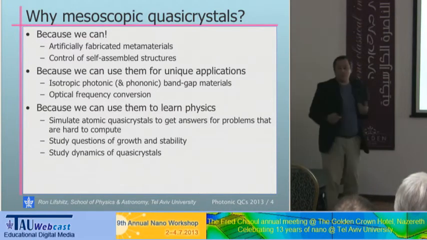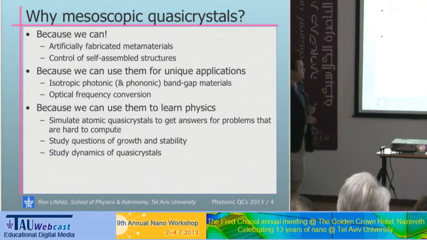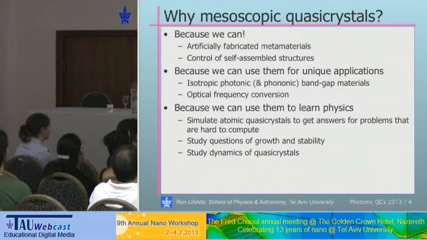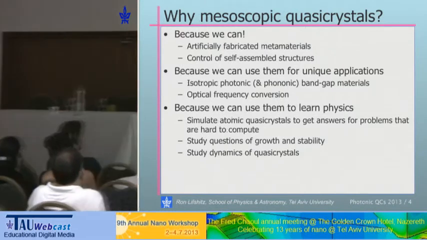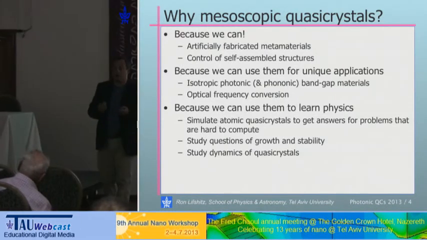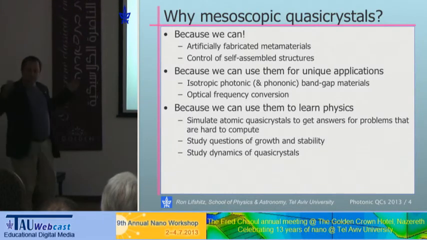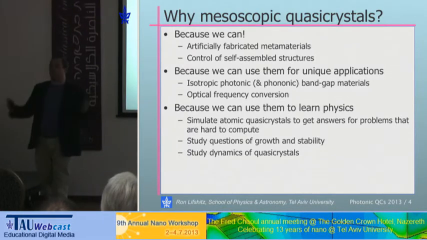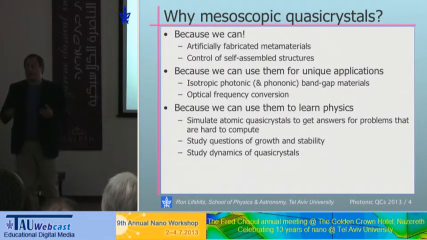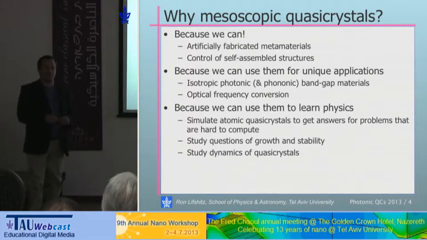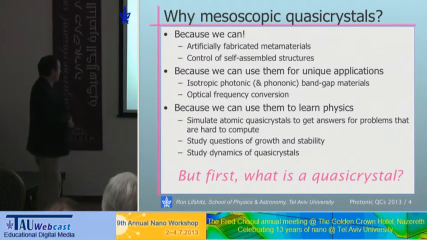And then I think most importantly is because we can use them to learn new physics. We can actually explore physics in regimes that are very difficult to study on the atomic scale, especially experimentally, where you cannot always see individual atoms. But these are fairly large building blocks, so you can actually see them and actually learn more physics than you might be able to learn on the atomic scale.